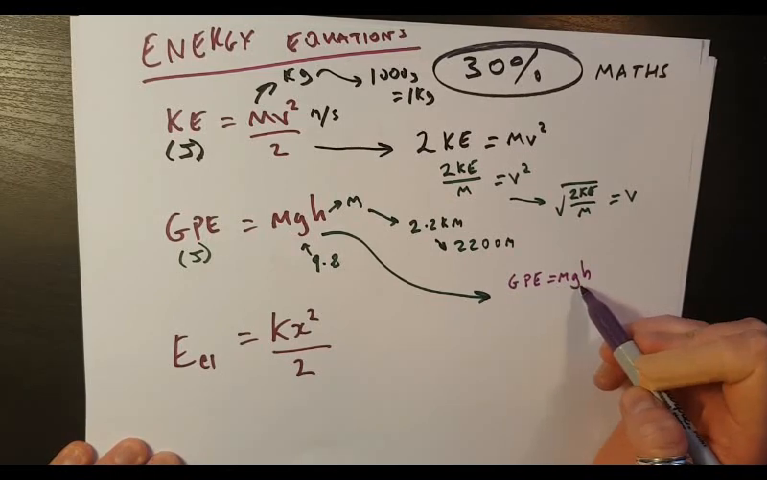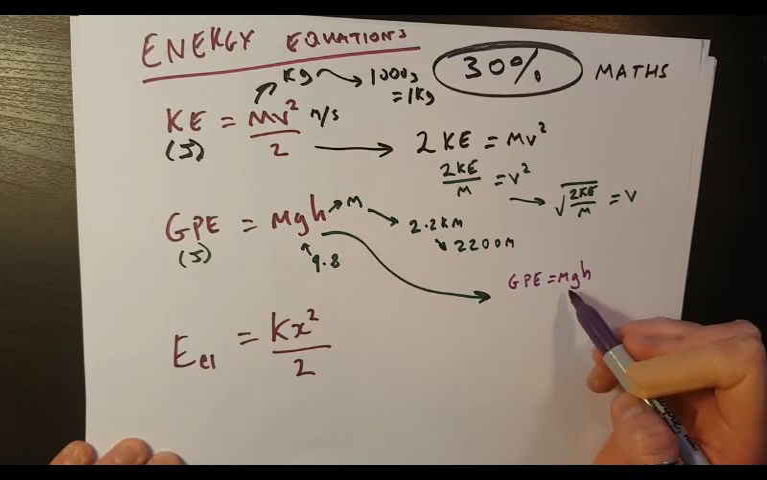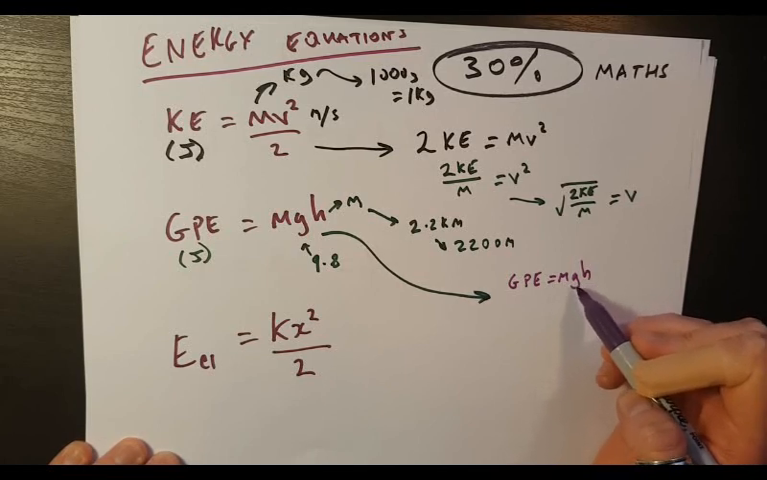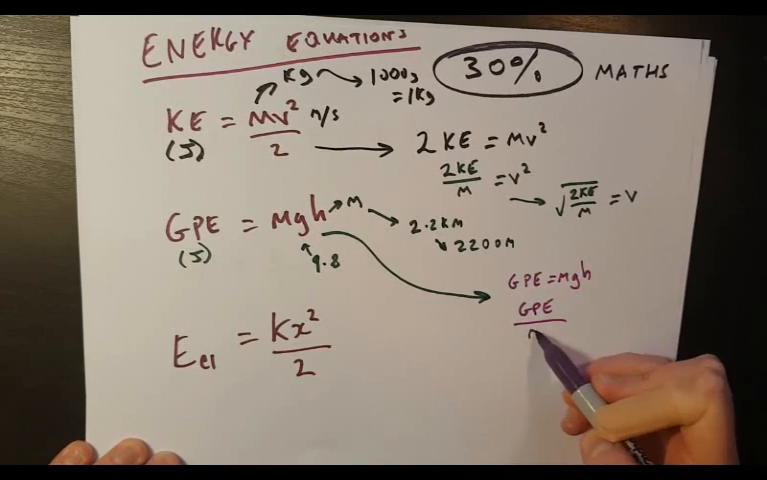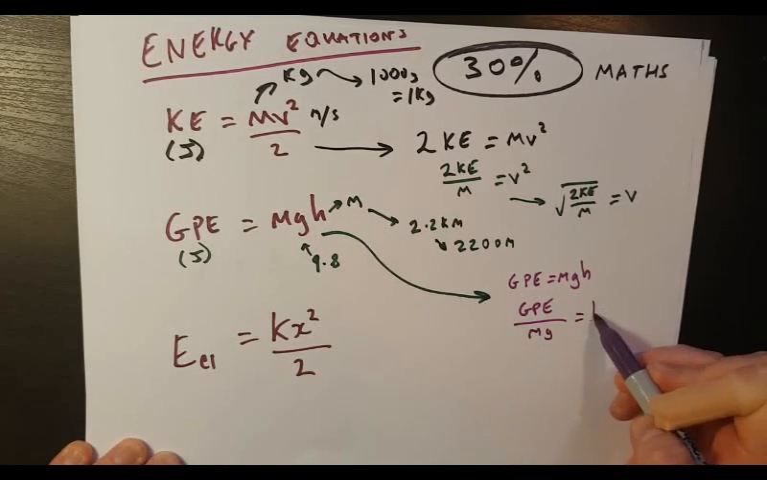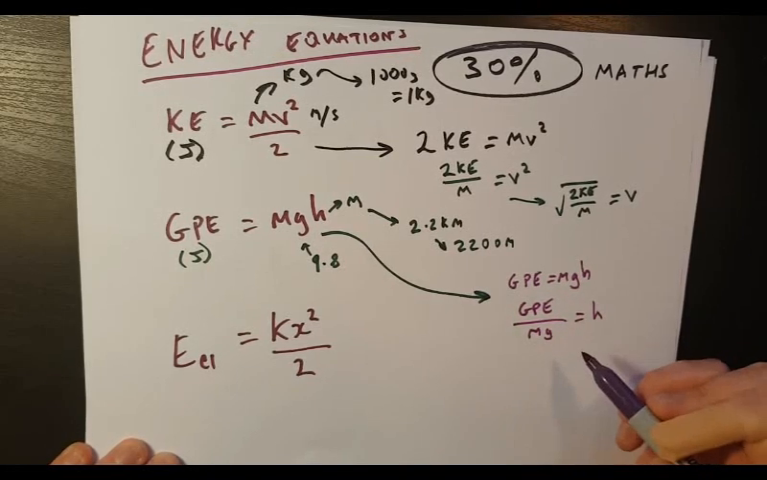So I need to, well, these are multiplied by each other. So all I need to do is get rid of the m and the g. So they're multiplied by each other, so I can just divide by them. And it would just be gravitational potential energy divide by mg equals h. And then I can plug my numbers in.